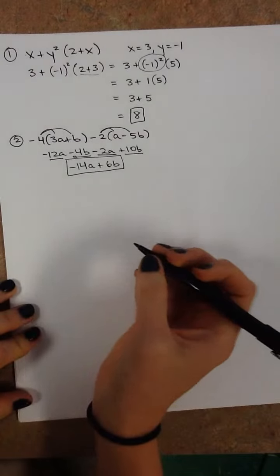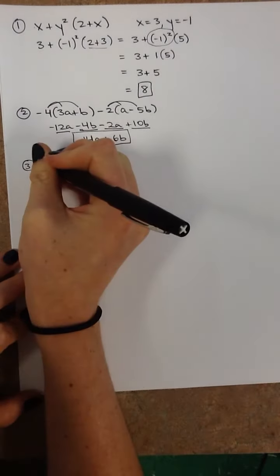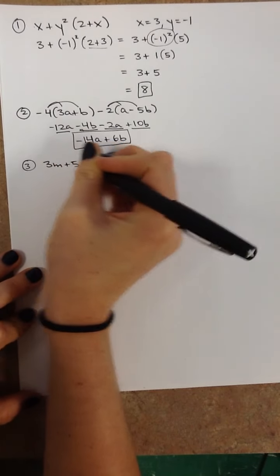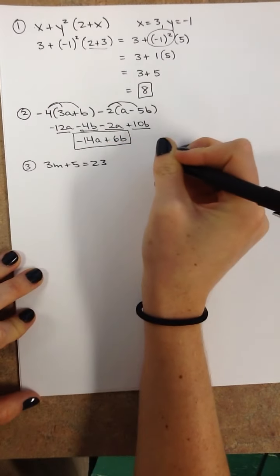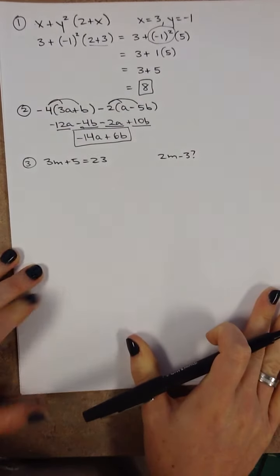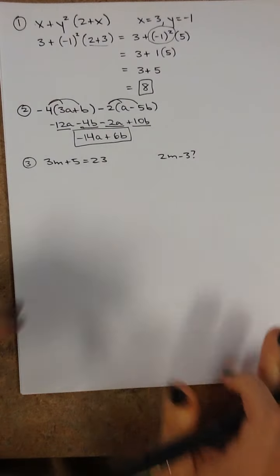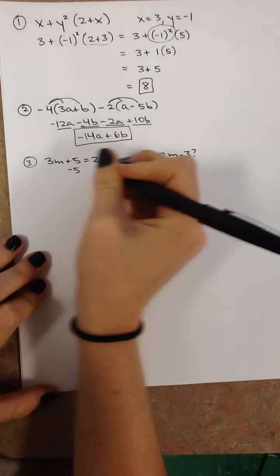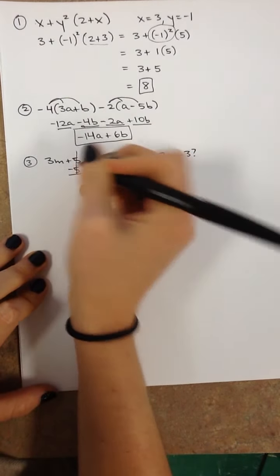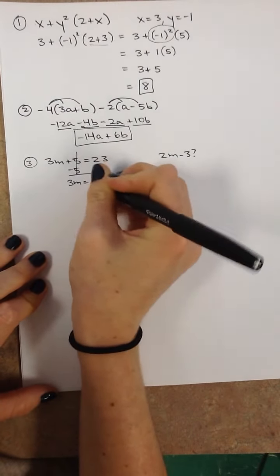Okay, number 3, we've got a multiple choice question here. It says if 3m plus 5 equals 23, what is the value of 2m minus 3? What this one allows us to do is solve for m. We solve that equation, we get the value of m. Let's start there. Subtract 5 from both sides, so 3m is equal to 23 minus 5, which is 18.